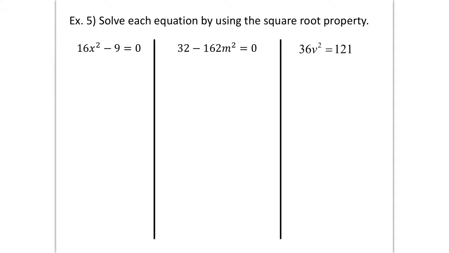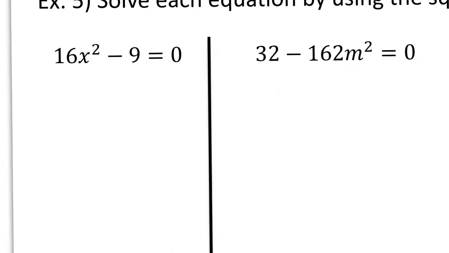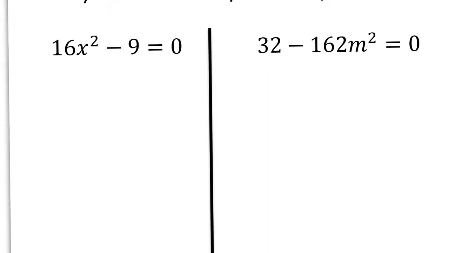All right, so let's go ahead and start solving for the variable when you have to use the square root property. Now here we have different equations. 16x squared minus 9 equals 0. And you have the second one and the third one. Well, let me explain how you know when to use the square root property. Remember that a quadratic equation in standard form usually has a trinomial, and the trinomial is ax squared plus bx plus c equal to 0.